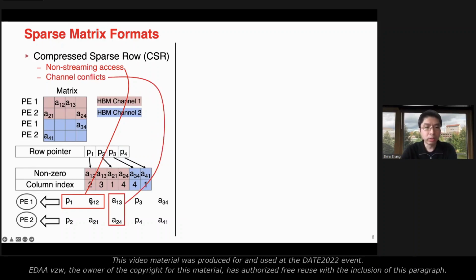And also, if you look across PEs, over here, we may want to access A13 and A24 at the same time. But with the conventional format like CSR, we may end up with a channel conflict, which is bad for bandwidth utilization. So this is where we are investigating different kinds of accelerator-friendly, also HBM-friendly sparse formats. One of them introduced in our paper is called CPSR, channel cyclic pack format.